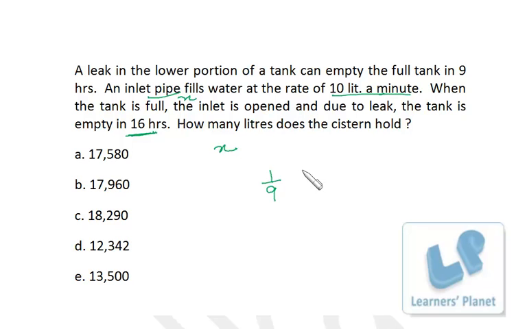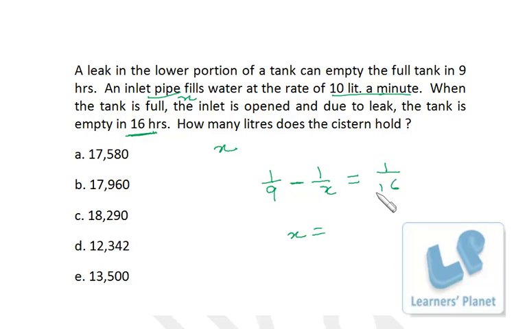Since the inlet pipe is also working in this situation, it will fill 1/x part of the tank. Since both of them are working in opposite directions, we put a minus sign there. In 1 hour, 1/9 is getting emptied and 1/x is getting filled. Ultimately the tank is getting empty, and that too in 16 hours. That means in 1 hour, 1/16th part will be emptied. Now we have a very simple equation.